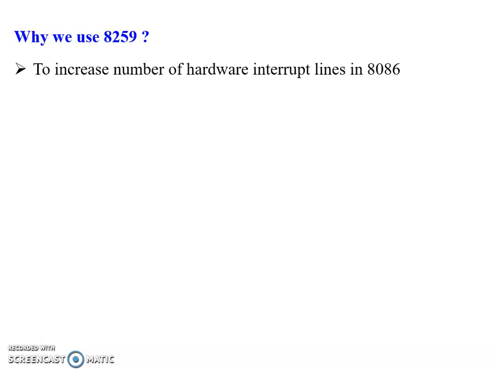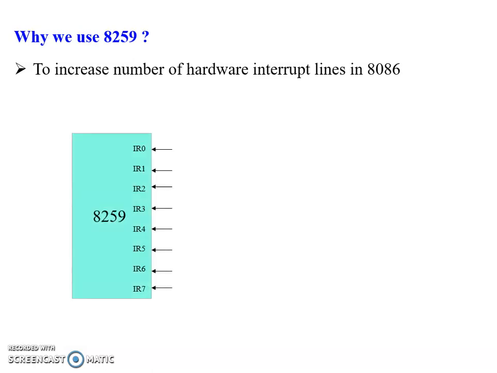Why we use 8259? To increase the number of hardware interrupt lines in 8086. In 8086 only 2 lines are there. So if more than 2 interrupts, then what will we do? So we will interface 8259 with 8086. One 8259 can control 8 interrupts. So here you can connect any interrupting device. IR0 to IR7, so total 8 interrupts you can connect. 8 interrupting devices you can connect from IR0 to IR7.